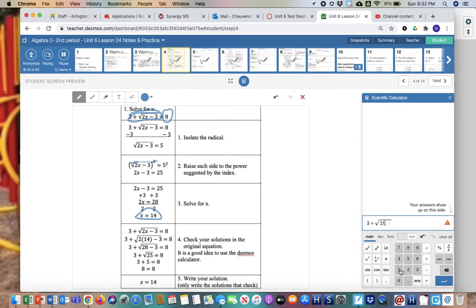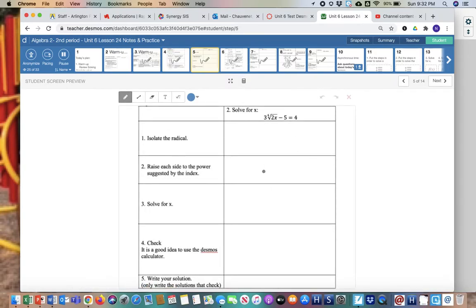We got 14, so 14, and I'm going to close the parentheses, and then minus 3, and what do we get? We get 8. So there you go, boom, 8. Okay, so I know that this worked. So then let's show when we're actually doing the work.